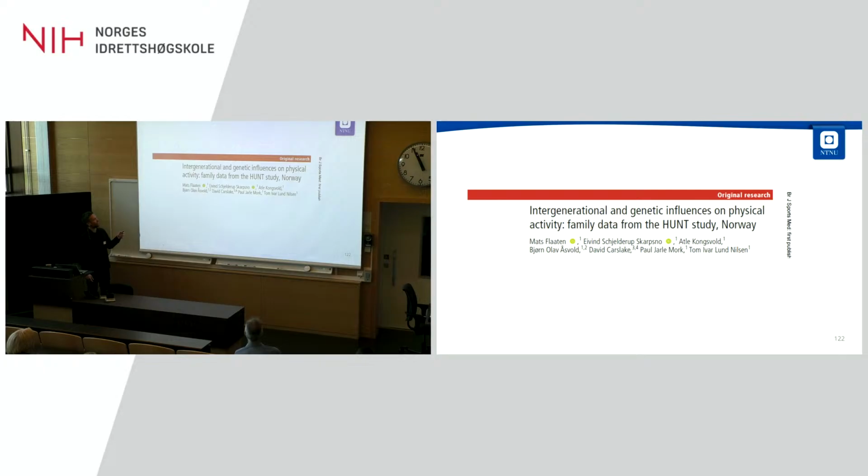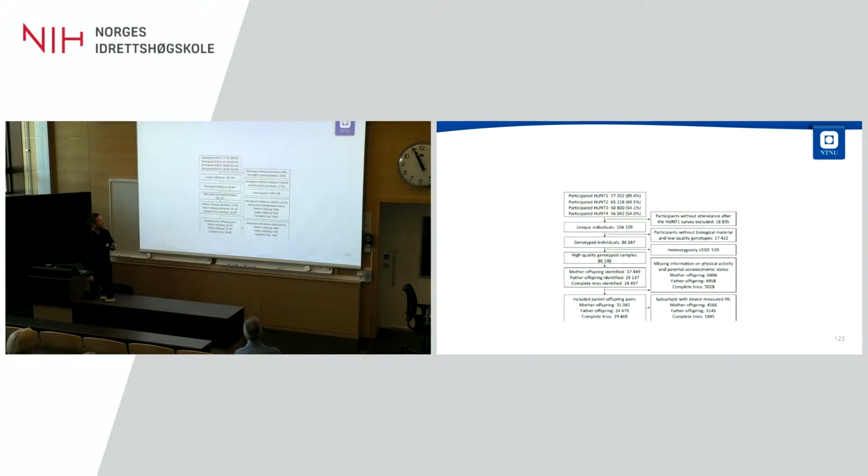And we've also done some intergenerational and genetic studies where we examine the association of physical activity in parents and in their adult offspring, exploring both their genetic liability to physical activity and how this influences the association. So here we actually had 24,000 complete trios of families, their parents and their offspring.